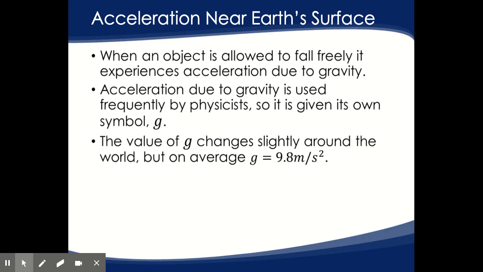So we know that when something is allowed to fall, it's going to experience acceleration due to gravity. Gravity has a value attached to it on Earth, and it is going to be just slightly different anywhere around the world, because at different elevations gravity would be tiny bits different. But in physics, we're going to say in general that gravity is 9.8 meters per second squared.